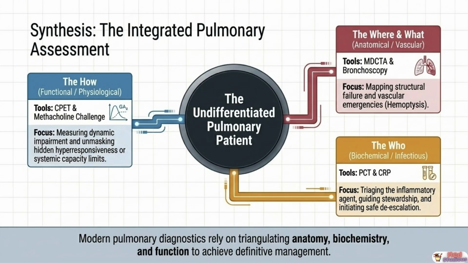The second stream, the who, is biochemical and infectious. PCT and CRP answer the question of which inflammatory agent is responsible and guide the stewardship decision of when to start and, more critically, when to safely stop antibiotics. The third stream, the where and what, is anatomical and vascular. MDCTA and flexible bronchoscopy map structural failure, localize bleeding sources, and guide life-saving endovascular or bronchoscopic intervention. When these three streams are integrated, the clinician transforms from a pattern recognizer into a systems thinker. That is the standard modern pulmonary medicine demands.